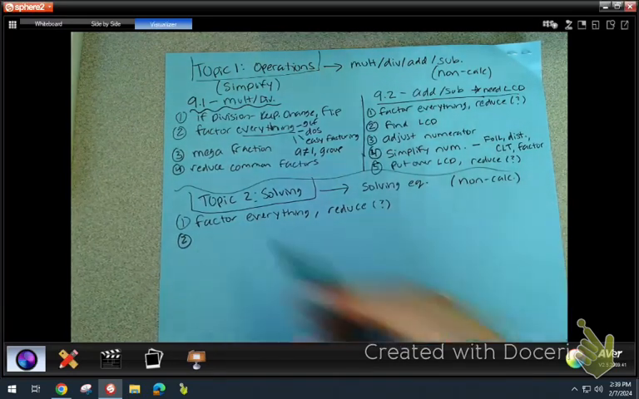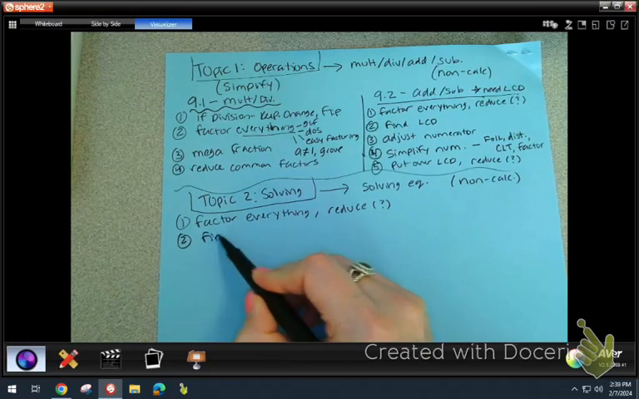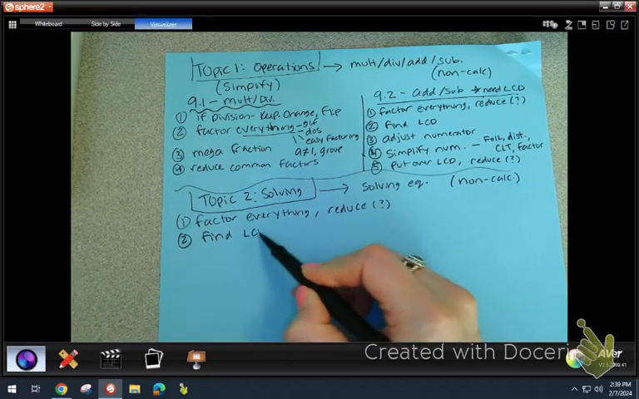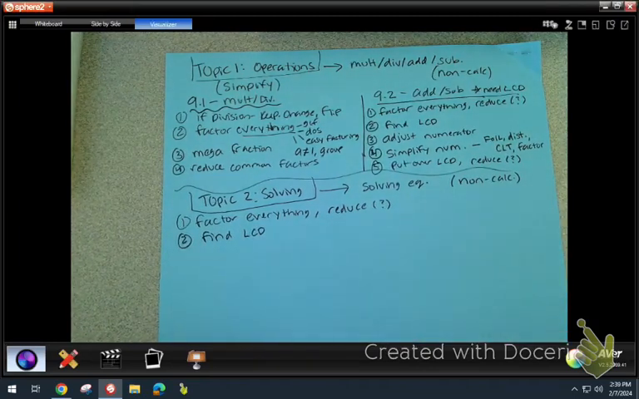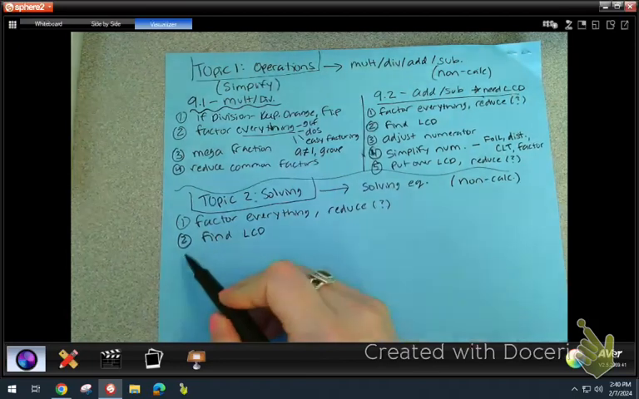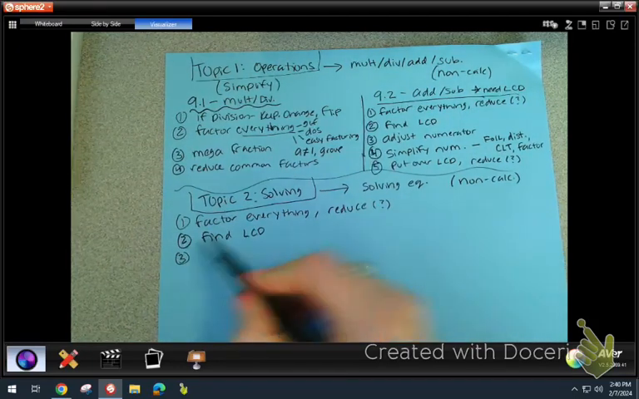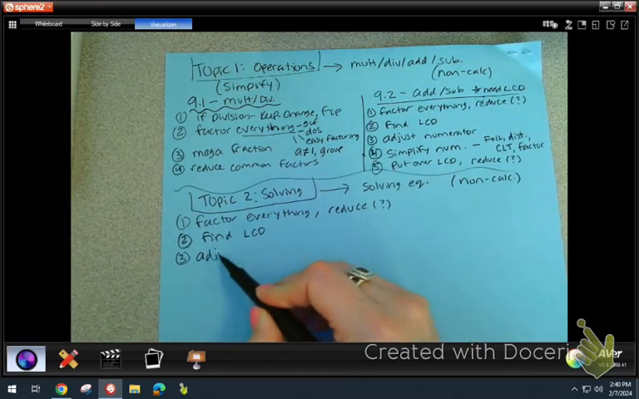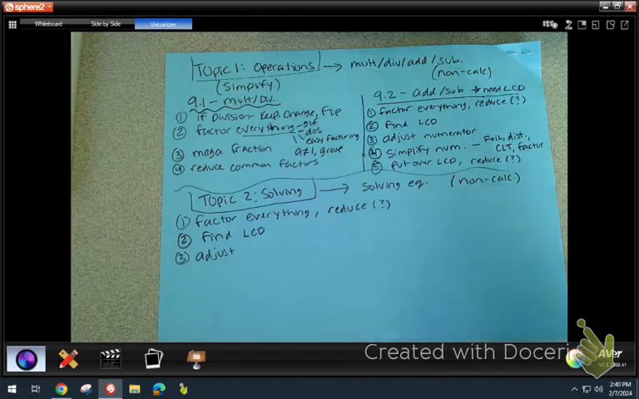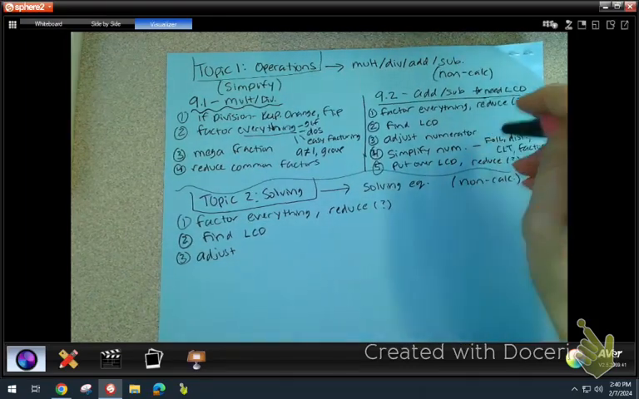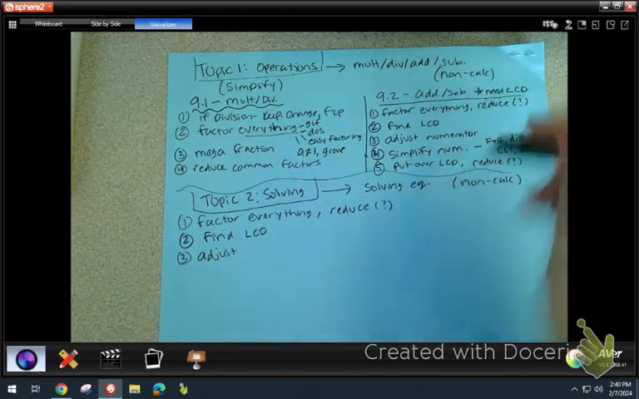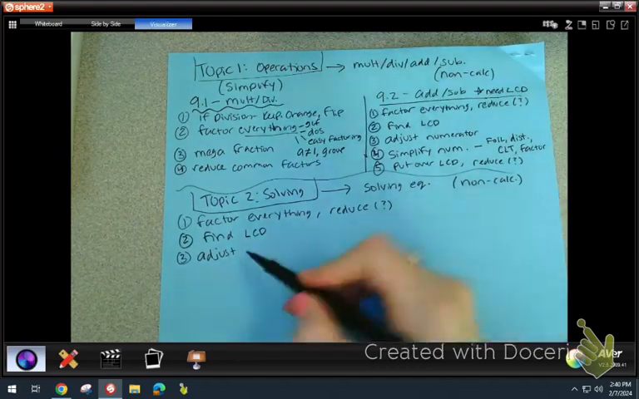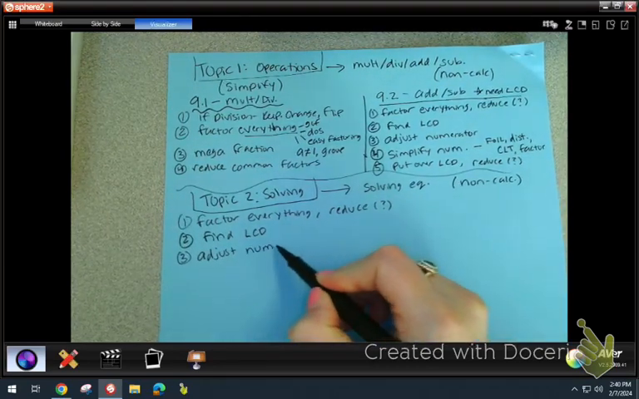Factor everything. You do need to find an LCD here when you're solving. So that's important. List it for me because that's something I'm going to look at. But does your LCD matter after you adjust your numerators? No, not in solving. And that's what I'm real worried about: on simplifying, you better be keeping your LCDs in your answers. In solving, you don't need them.